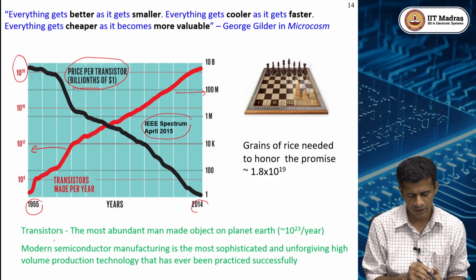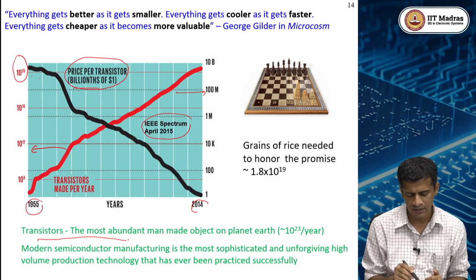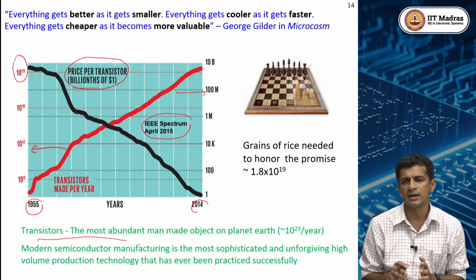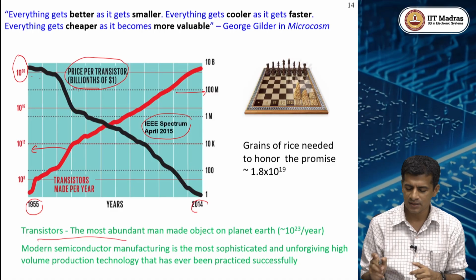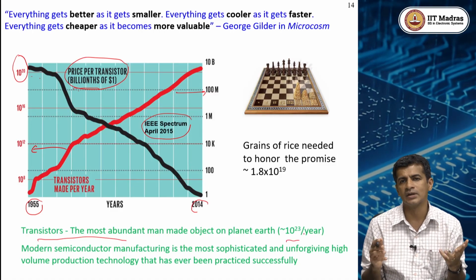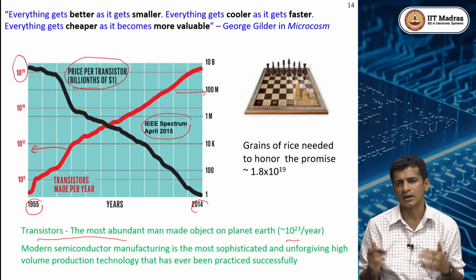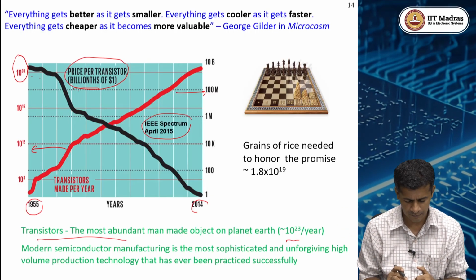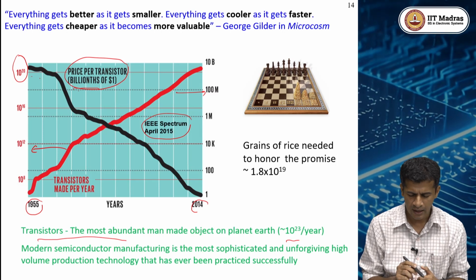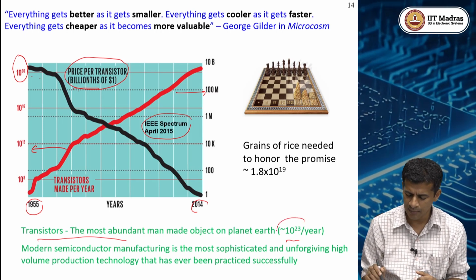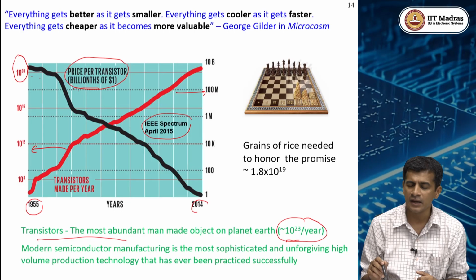So truly, transistors are the most abundant man-made object. If you count each and every transistor, we are making around 10 to the power of 23, which is very close to the Avogadro number. That many transistors we are making every year.